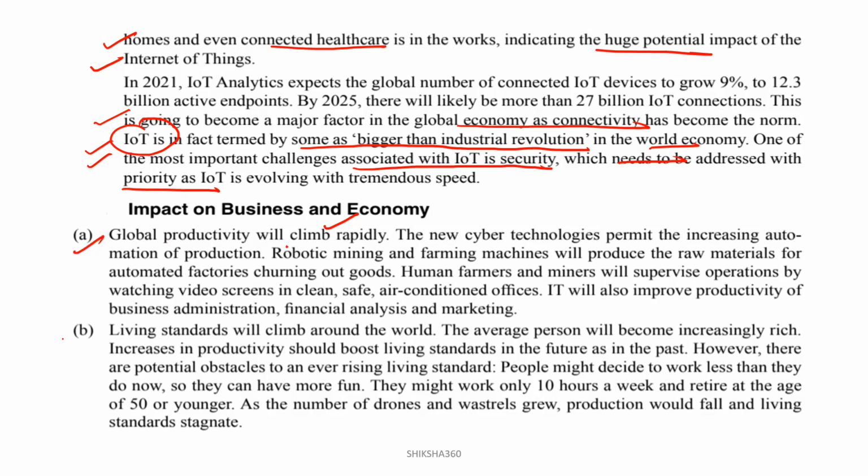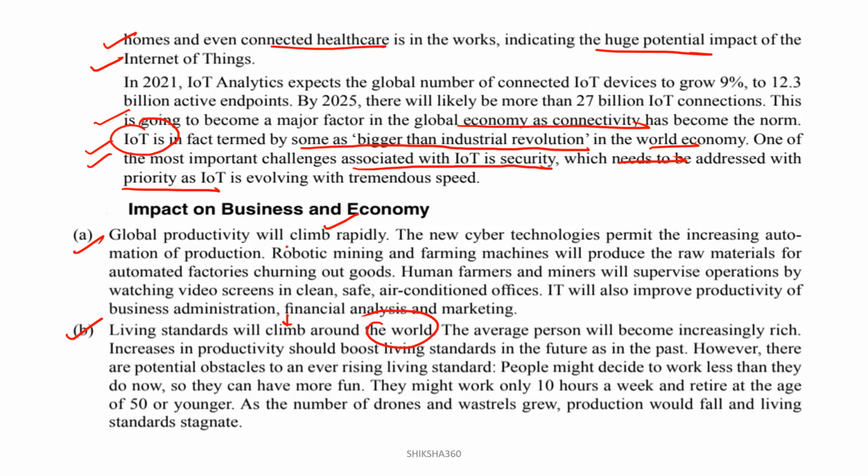Second, living standards will climb around the world. The average person will become increasingly rich. Increasing productivity should boost living standards in the future as in the past. However, there are potential obstacles to an ever-rising living standard. People might decide to work less than they do now so they can have more fun. They might work only 10 hours a week and retire at the age of 50 or younger.